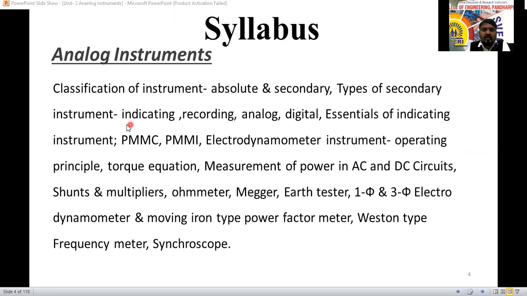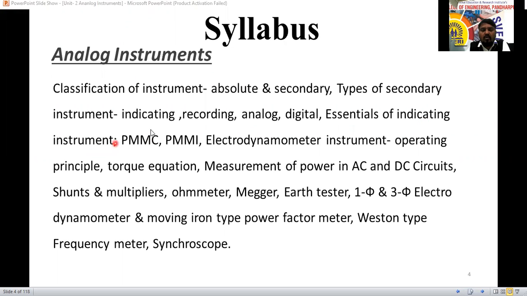Once we say indicating instruments, we have to discuss what is essential for them. What is the requirement for indicating instruments? To indicate, the pointer should move from one place to another. After giving the supply, it should come back. In between, it should not fluctuate. So we are going to study the essentials of indicating instruments here.